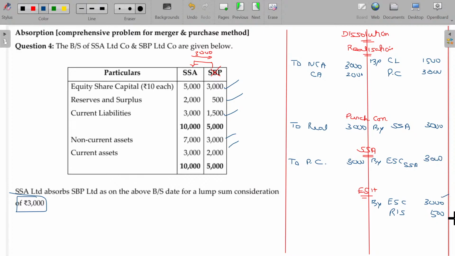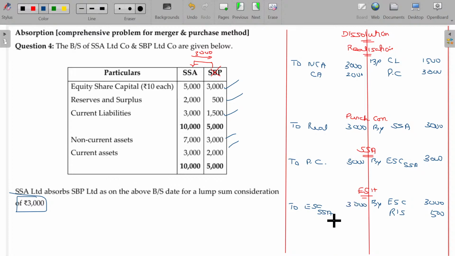What about this 3,000? This 3,000 is nothing but the equity share capital of their own company, SBB. If you are an equity shareholder of SBB, after the dissolution of SBB, SBB will not exist. Then as the shareholder, you ask what happens to my shares, sir? Don't worry. You will get fresh shares from the new company, SSA. So as you are losing the shares of SBB, you will now be getting SSA's shares. So, to equity share capital of SSA, 3,000.